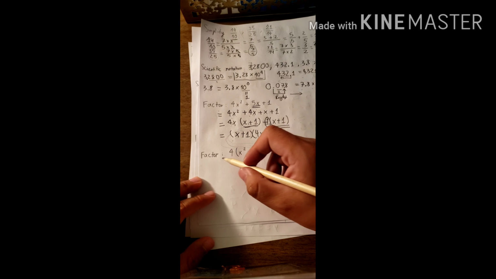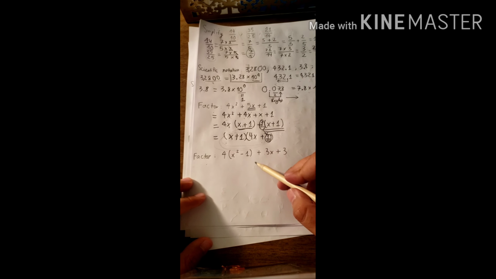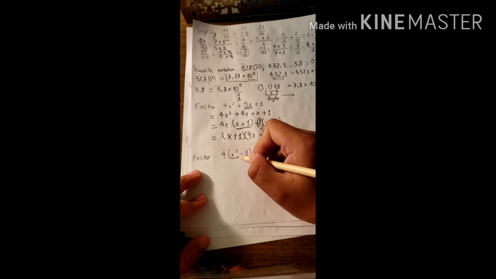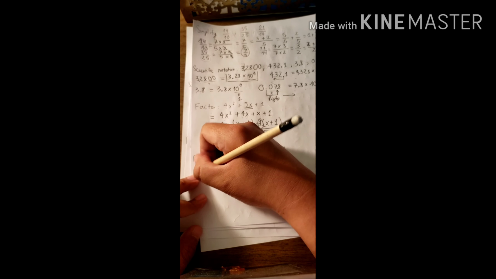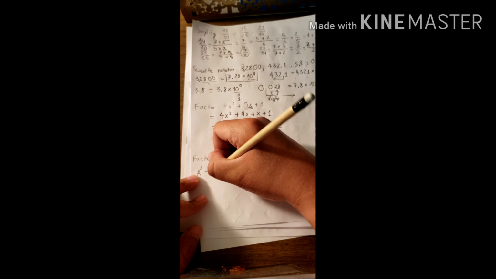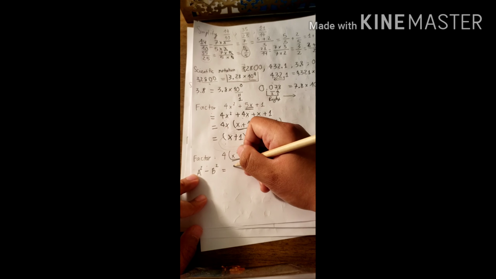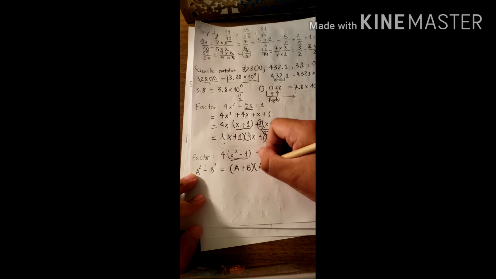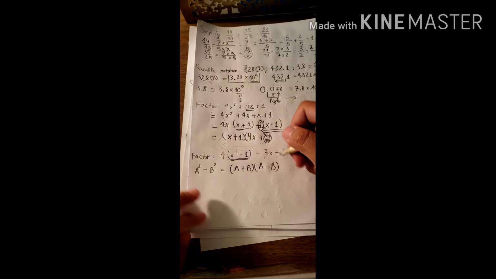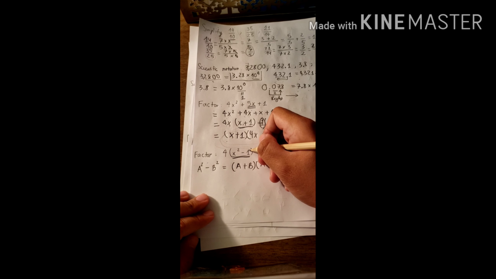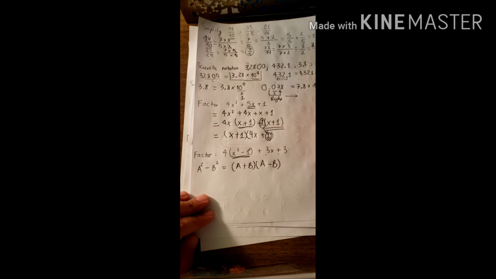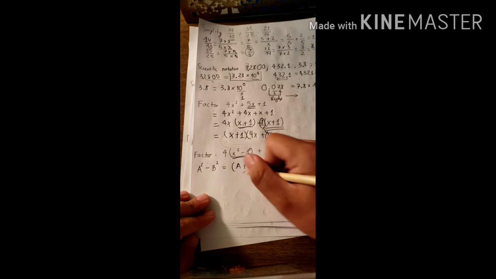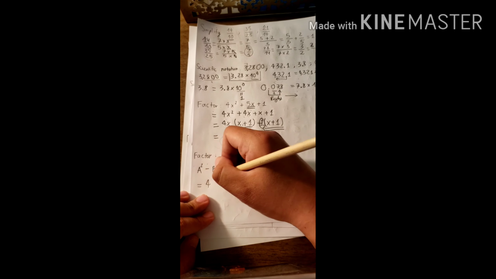The next one, they talk about factoring again, but there is no common factor in here. However, we know this one: a power 2 minus b power 2 is equal to a plus b multiplied by a minus b. Because the 1 over there we can write as 1 power 2 too, because 1 power 2 is still the number 1. So we can write like this.